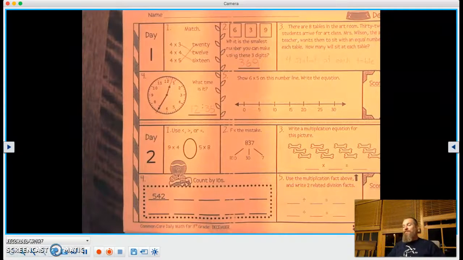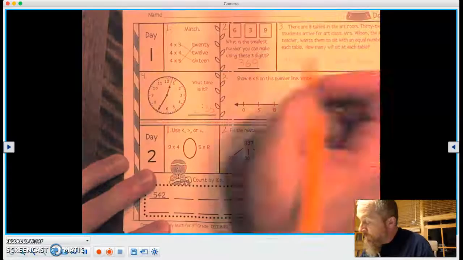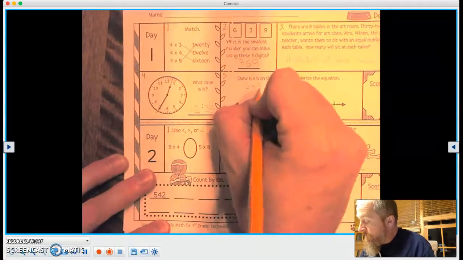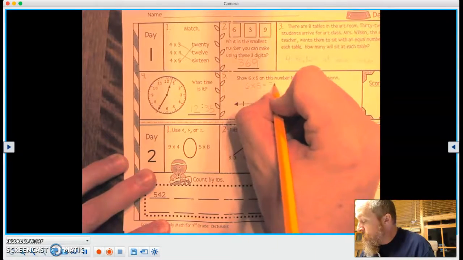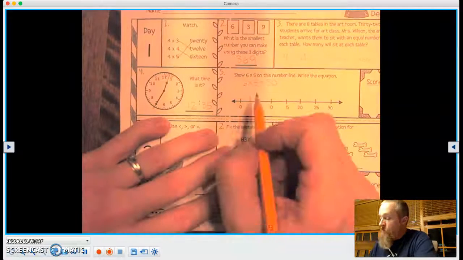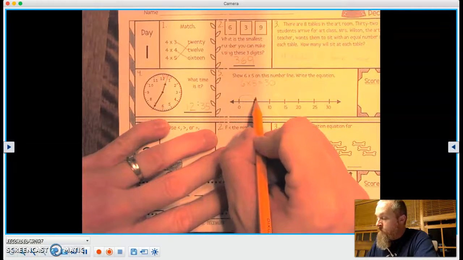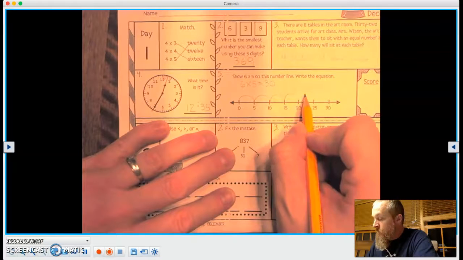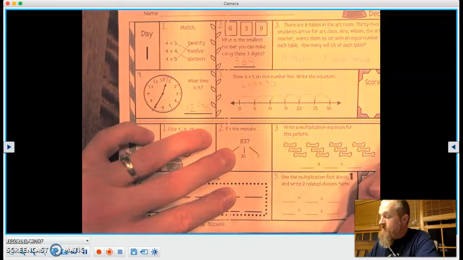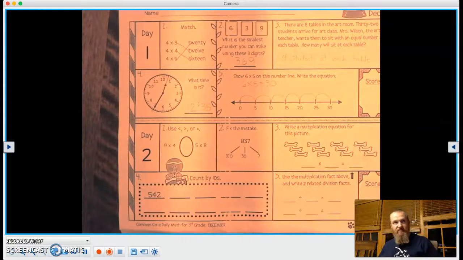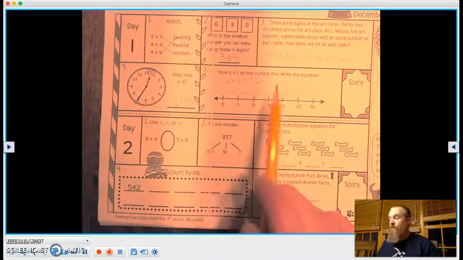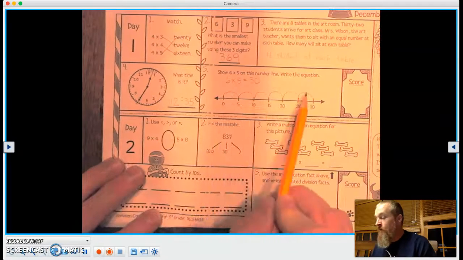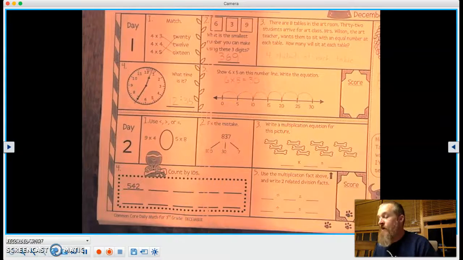All right, show 6 5s, or 6 times 5, on this number line. Write the equation. So I'm going to write the equation: 6 times 5 equals 30. And there's 1 5, 2, 3, 4, 5, 6. So each one of these jumps is worth 5, and we have our 1, 2, 3, 4, 5, 6 jumps. 6 times 5 equals 30.